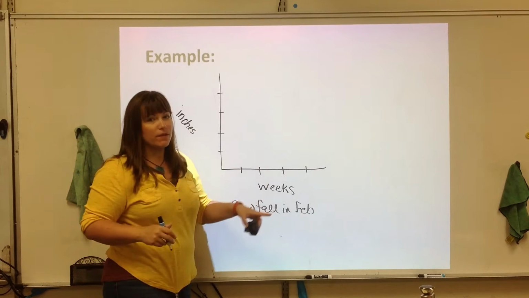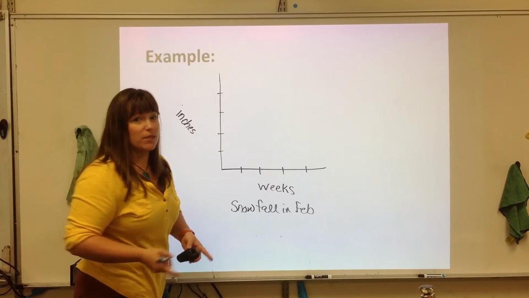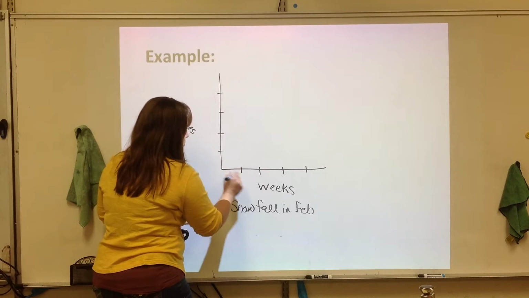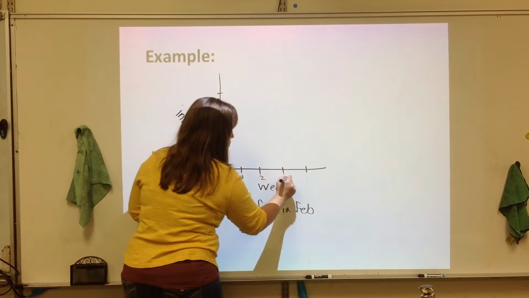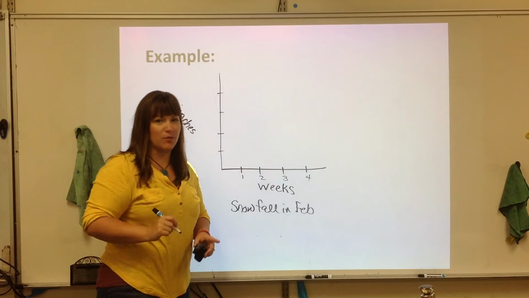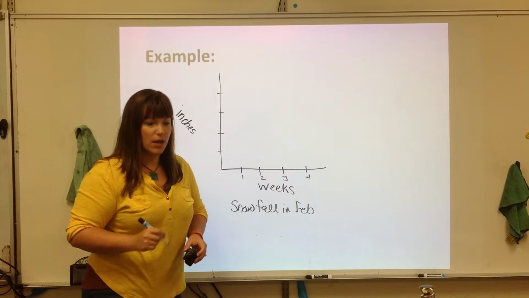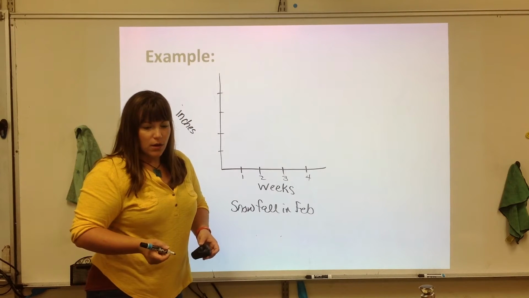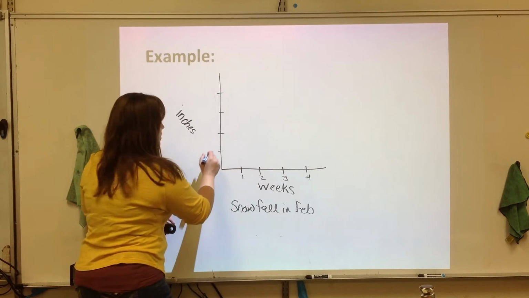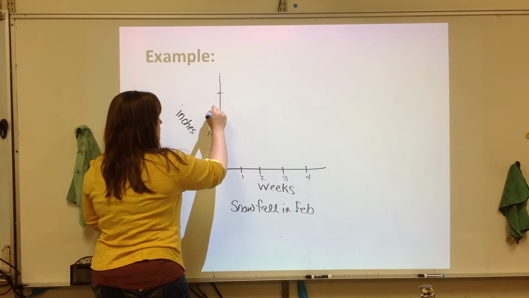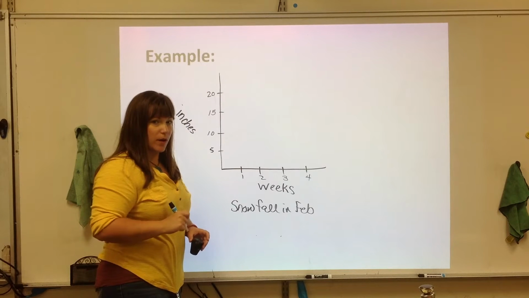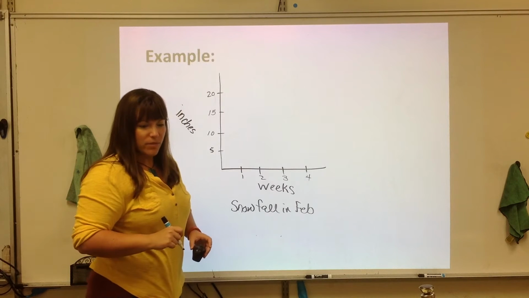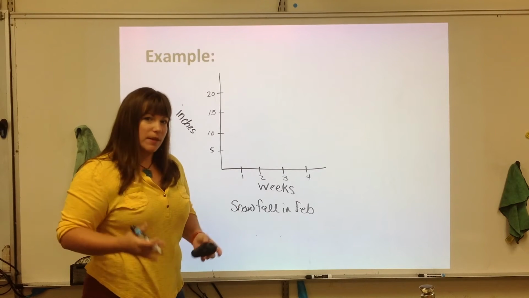So we're going to go ahead and fill in our scale. That's going to be something that we're going to have to do. So this is 1, 2, 3, and 4 weeks. Over a month's time, we're going to track the snowfall in inches. And we will have just a basic 0, 5, 10, 15, and 20 going up the y-axis. So again, we're kind of making up this data.